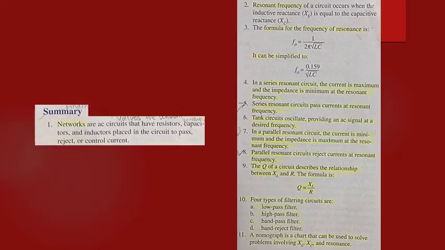Number nine, the Q of a circuit describes the relationship between XL, again that's inductive reactance, and resistance. The formula for this is Q equals XL, or inductive reactance, divided by resistance. Number ten, the four types of filtering circuits are low pass filter, high pass filter, band pass filter, and band reject filter.